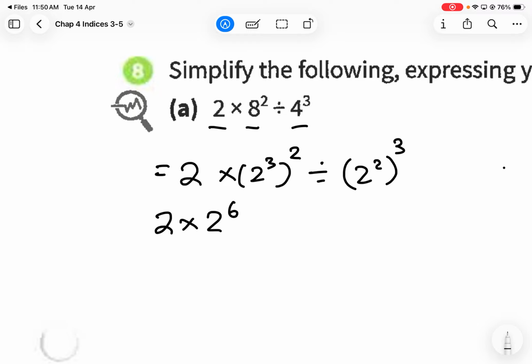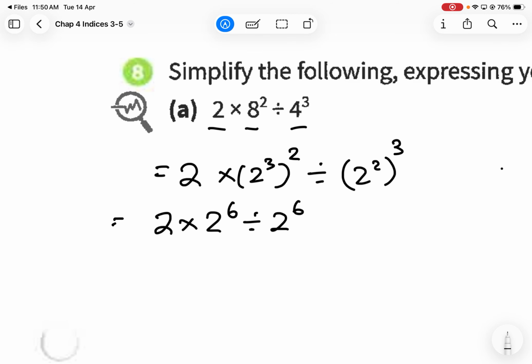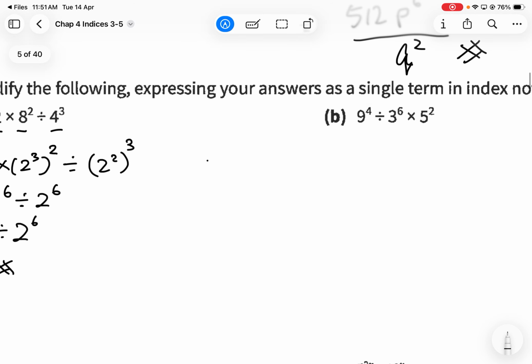2 times 2 to the power of 6, then after that, divided by 2 to the power of 6. Okay? Then with your knowledge of index, multiply 2 and 2 to the power 6, I will have 2 to the power 7. Then when I divide by 2 to the power 6, I will have 2. So you can see you don't need calculator. The numbers look like very big, but actually if you know your index notation, you can still solve. Okay? One more.